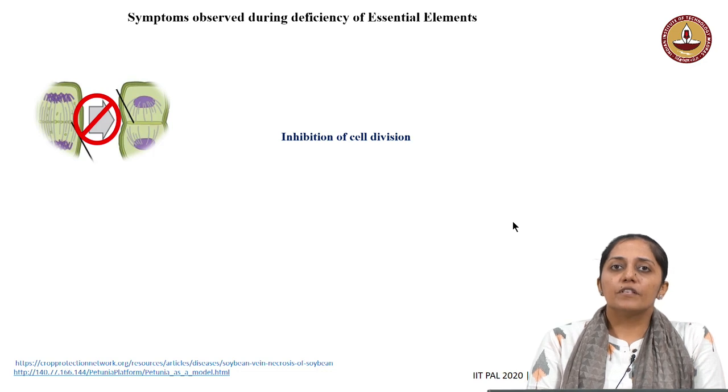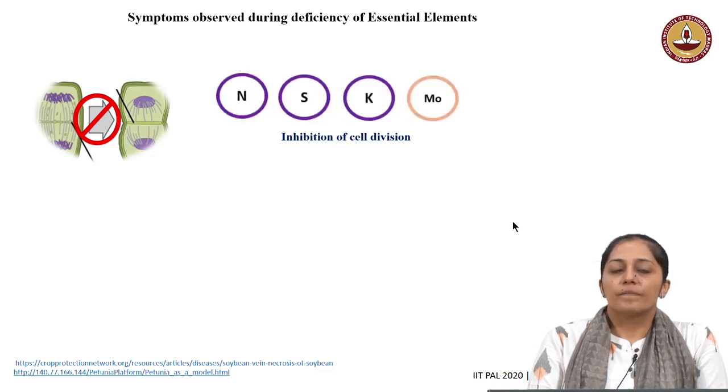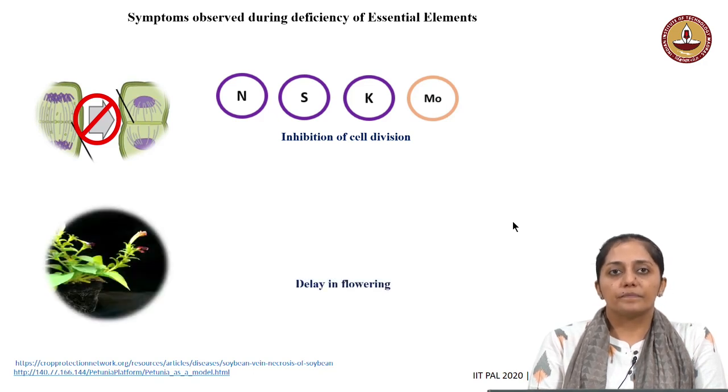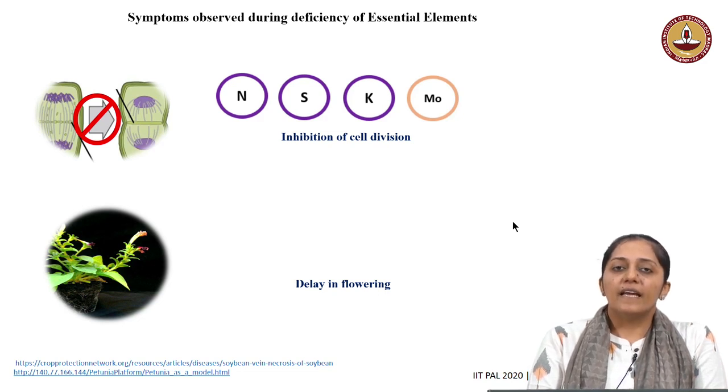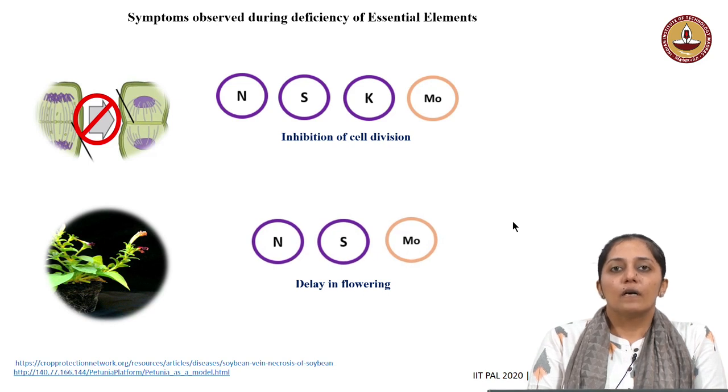Due to the deficiency of the essential elements, the impact can also be observed in terms of inhibition in cell division. The elements whose deficiency can cause the inhibition on cell division include nitrogen, sulphur, potassium and micronutrients like molybdenum. Delay in flowering is also one of the symptoms of deficiency caused by the deficiency of essential elements like nitrogen, sulphur and molybdenum.